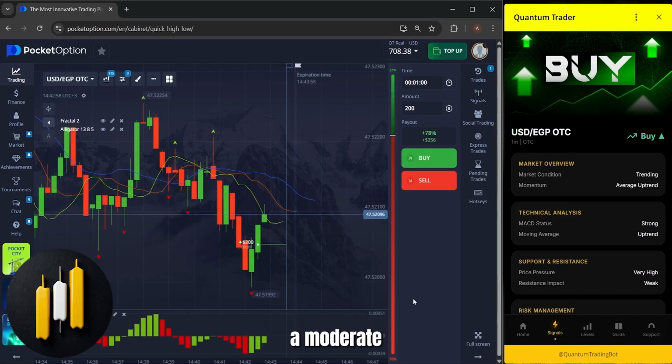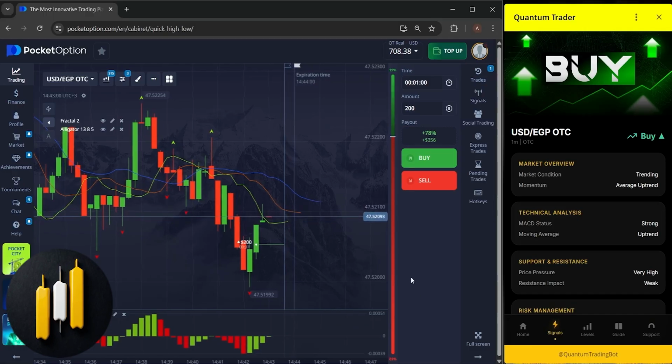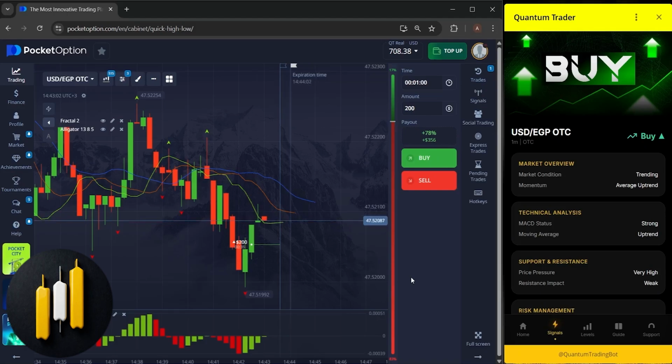Momentum shows a moderate upward move. Buyer pressure is high, and resistance is weak. Nothing is stopping bulls from pushing price higher. The bot enters with the trend. Stop is placed below the nearest alligator line.